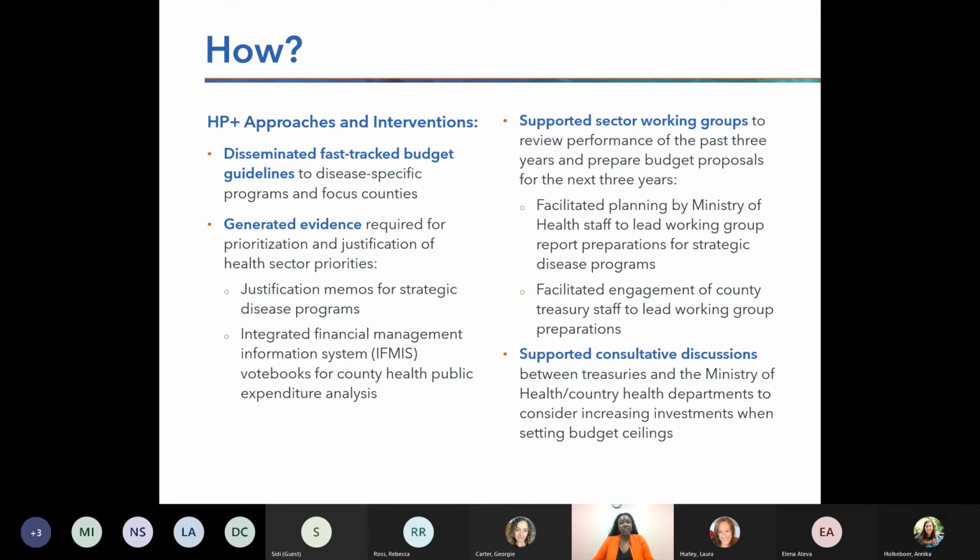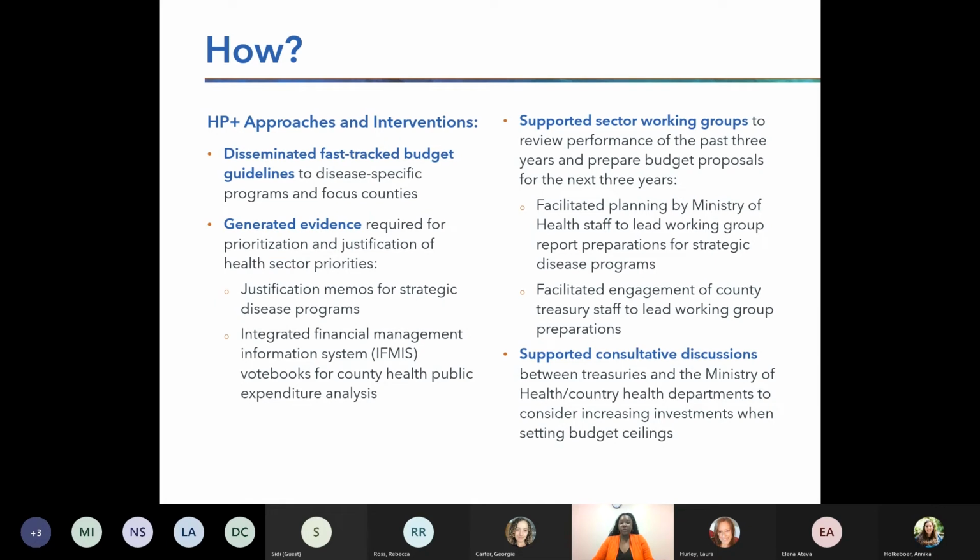At the subnational level, we needed a quick turnaround on evidence generation. And so we utilized a tool that HP Plus Kenya developed that uses the Integrated Financial Management Information Systems, what we call IFMIS. So it utilized the IFMIS outputs to prepare public expenditure analysis for health, which are very pertinent when the team is going into the planning and budgeting.